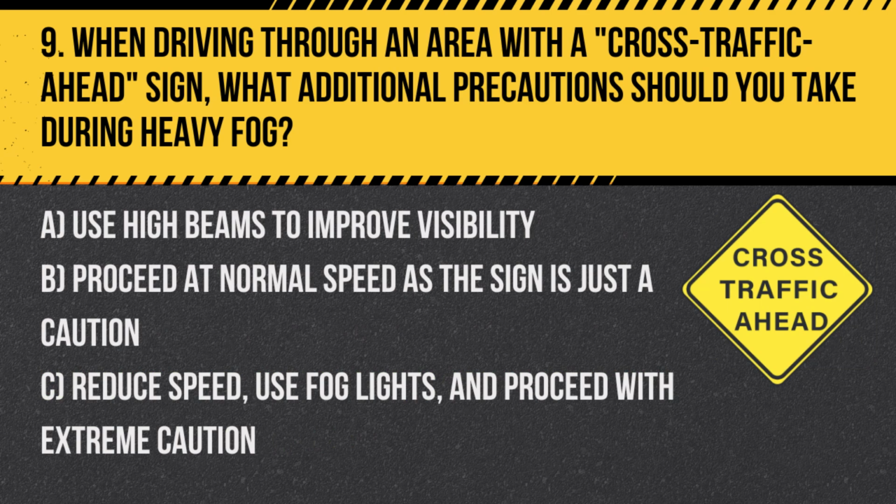Question 9. When driving through an area with a cross-traffic ahead sign, what additional precautions should you take during heavy fog? A. Use high beams to improve visibility. B. Proceed at normal speed as the sign is just a caution. C. Reduce speed, use fog lights, and proceed with extreme caution.